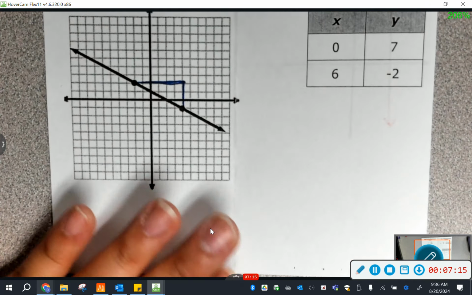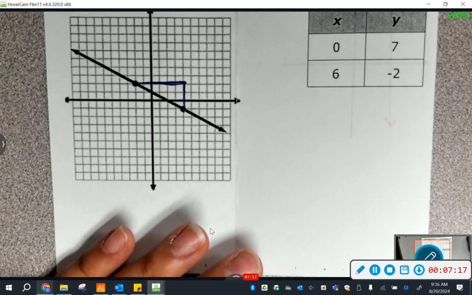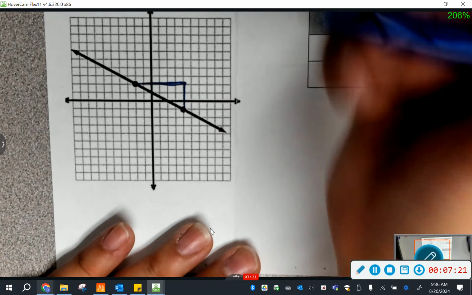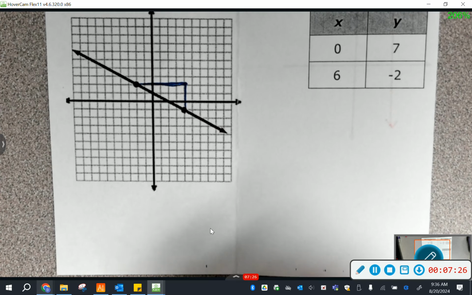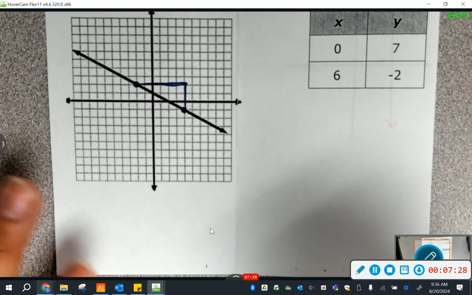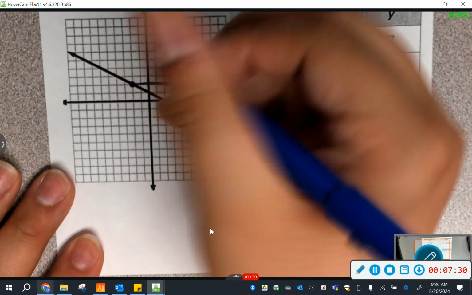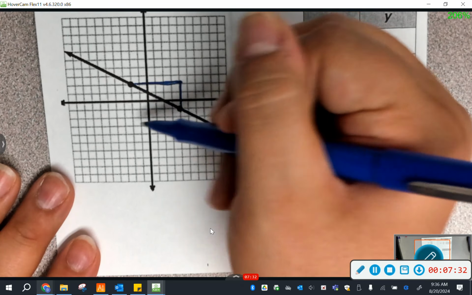The other thing I need you to look at right away is what type of line is this? Positive or negative? Why is this a negative line? Look at your answer. Is your answer negative? Perfect. All right. So if you drew the box like this, I actually probably would have drawn it below.